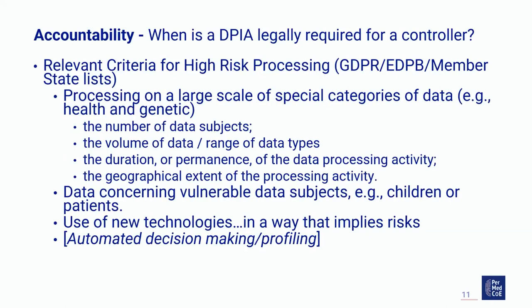Now, just very briefly, from a legal perspective, what criteria do we look at? There are criteria in the GDPR as well as in additional guidance from the European Data Protection Board and member states. Usually, if two of the criteria are met, then this is potentially high-risk processing and you're legally required to do a DPIA. So the first is processing on a large scale of special categories of data. Of course, by definition, PERMID is focused on exascale processing. Certainly there's going to be health and genetic data involved if we're dealing with patients and human subjects.